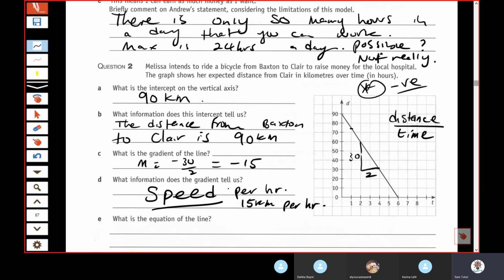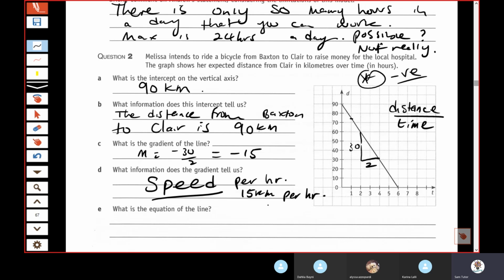So that was a tricky one. And there's not many of these tricky ones. There's only like 1 or 2, because there's only so many times you can get fooled by speed and distance over time. So speed is equal to distance over time. So what does the gradient tell us? Speed per hour, which means 15 kilometers per hour.